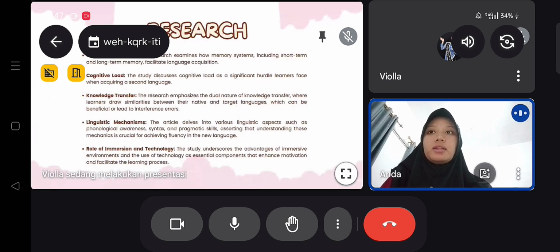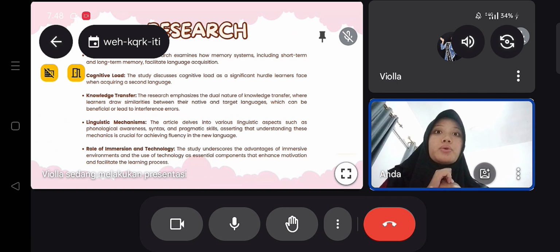And the next slide is research. So they have five points. The first one is cognitive process. This research examines how memory systems, including short-term and long-term memory, facilitate language acquisition. The second is cognitive load. The study discussed cognitive load as a significant hurdle learners face when acquiring a second language. And the third is knowledge transfer. The research emphasizes the dual nature of knowledge transfer, where learners draw similarities between their native and target language, which can be beneficial or lead to interference errors.